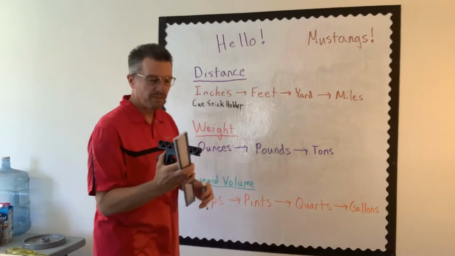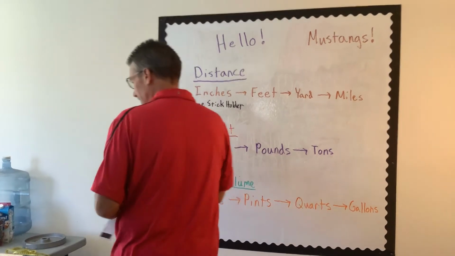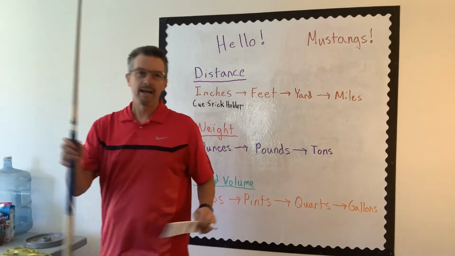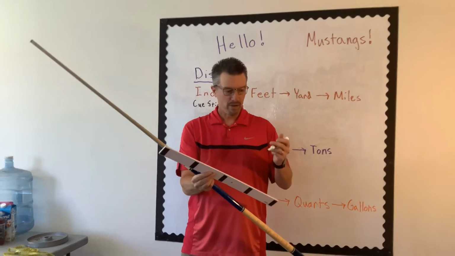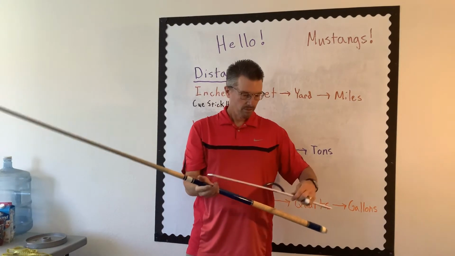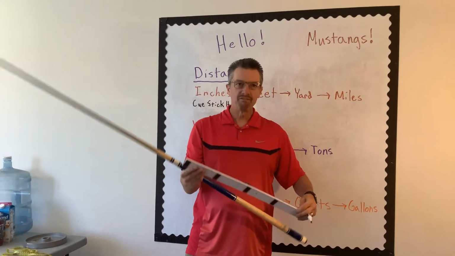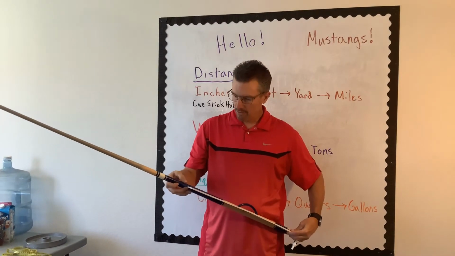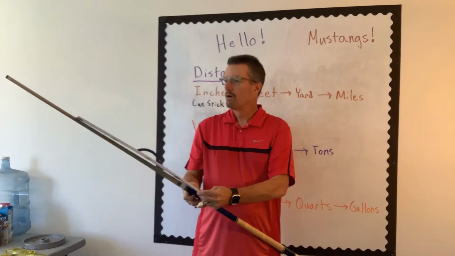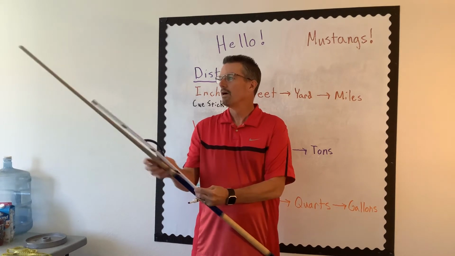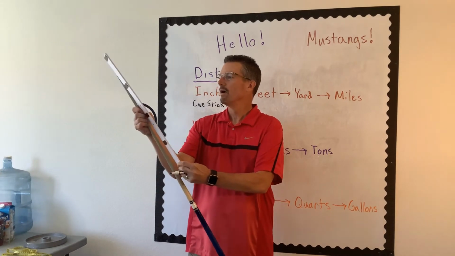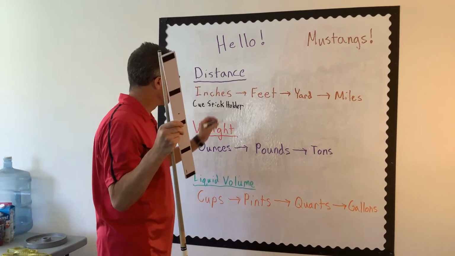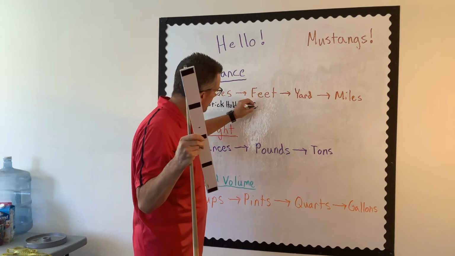Now I'm going to go to feet. What do I have that I can measure in feet? Right here I have my wife Lisa's pool stick. So if I were to measure this in feet, this thing here is 2 feet, so her pool stick is about 5 feet. So her cue stick I would measure in feet.